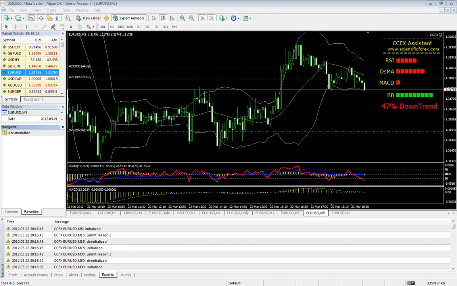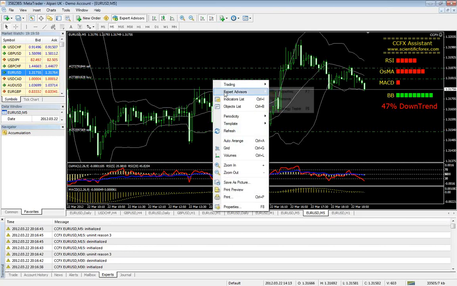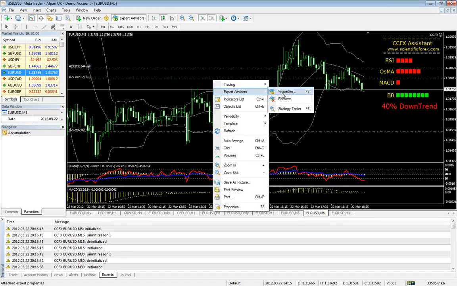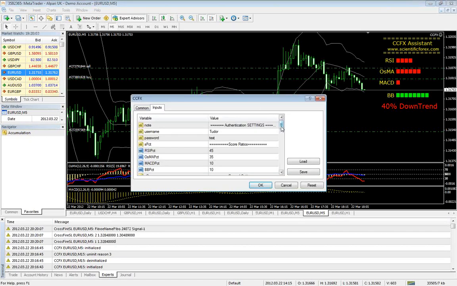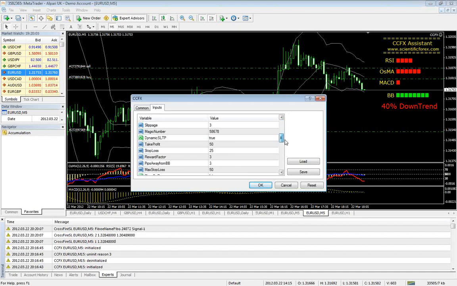Question from Andy. How to place trailing stop and trailing step and how it works. I explained a few minutes ago how it works. You need to go to expert properties in the inputs tab and set the parameter trailing stop. Use trailing to true. As soon as you set this one to true, any trades entered by CCFX will be trailed. It moves your stop loss as the price moves in your favor.